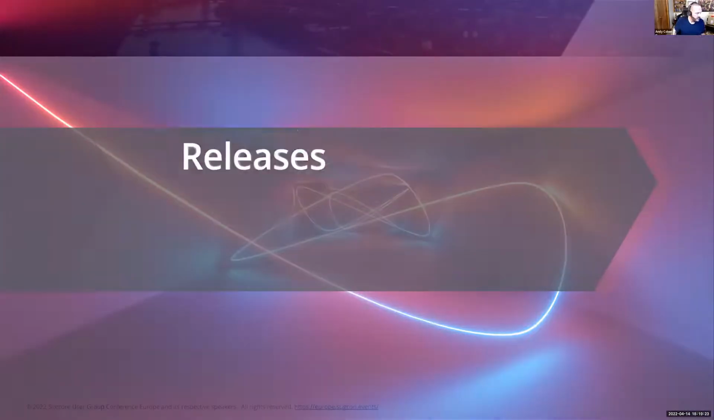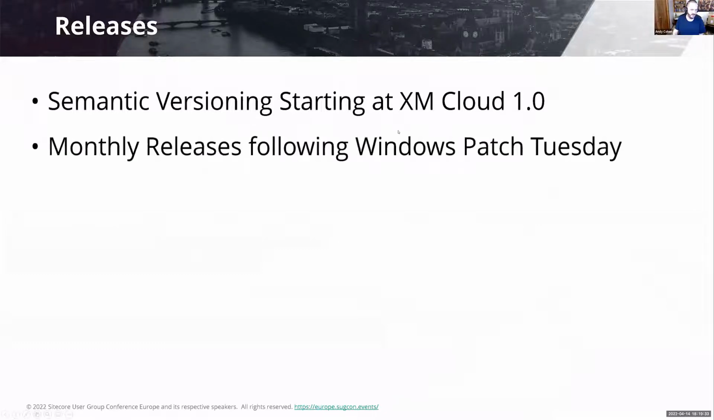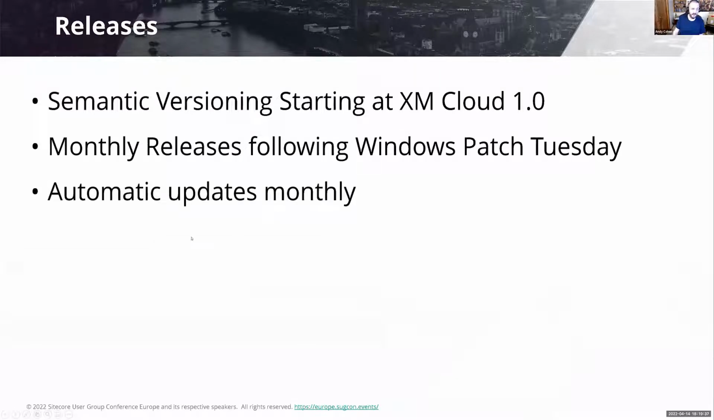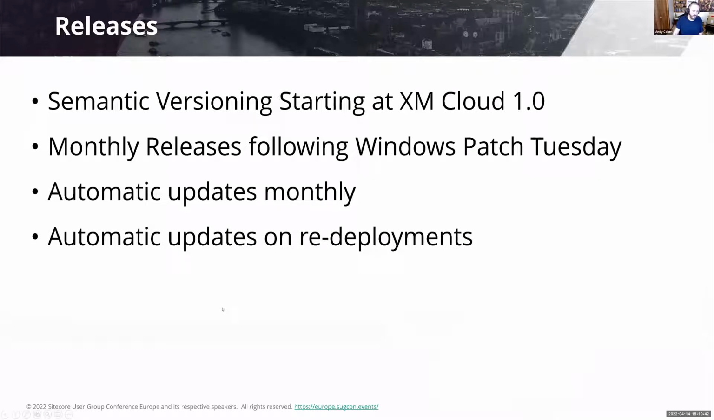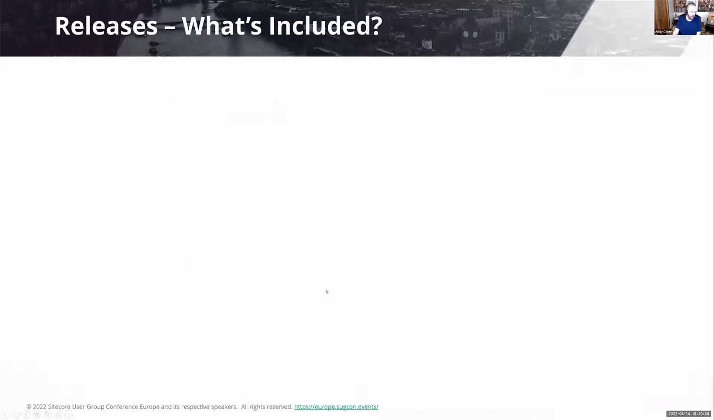Where is it? Here we go. Releases. So our release strategy is semantic versioning starting at XM Cloud 1.0. We're doing monthly releases following Windows Patch Tuesday, automatic updating within a major version monthly, automatic updates whenever you redeploy or build locally, and automatic updates for zero-day patches. If we discover some kind of security flaw, we're going to fix that and roll that out.